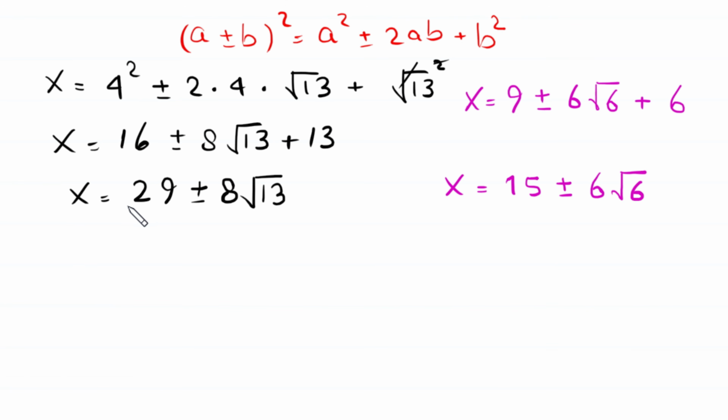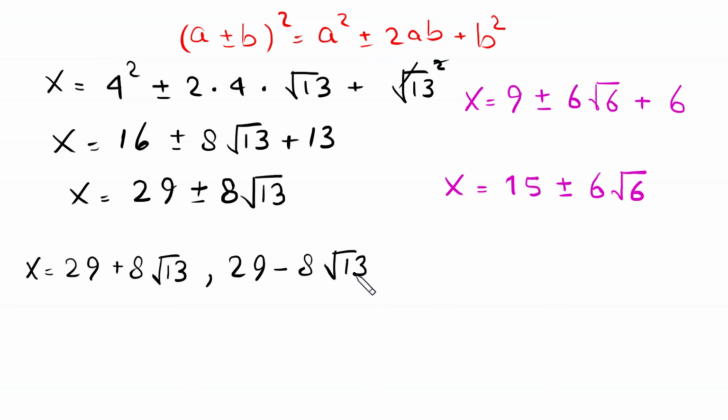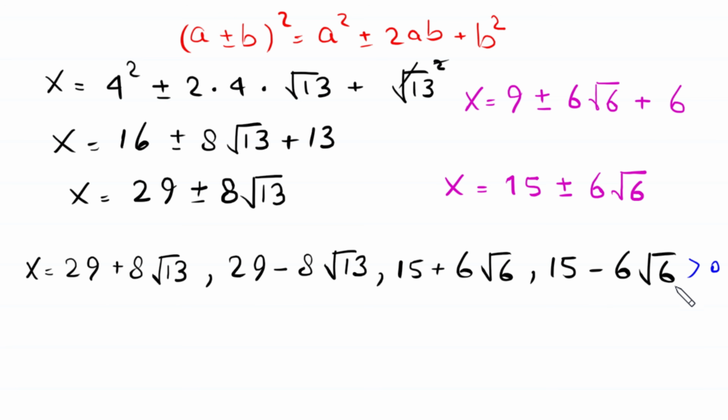It means that we have 4 solutions for x. X is equal to 29 plus 8 times root 13 and 29 minus 8 times root 13 and 15 plus 6 times root 6 and 15 minus 6 times root 6, and all these 4 are greater than 0. So we have 4 solutions for this equation.